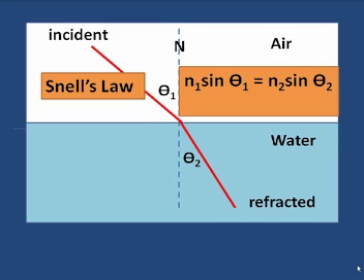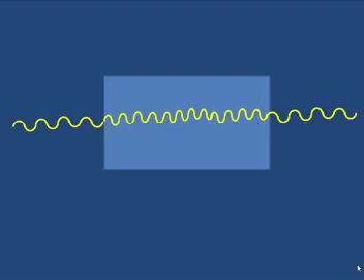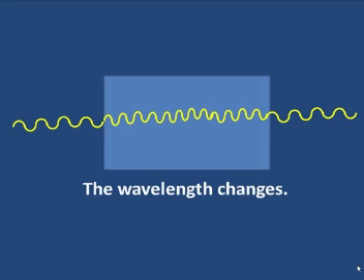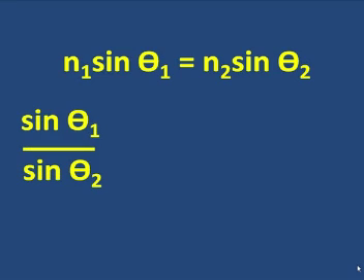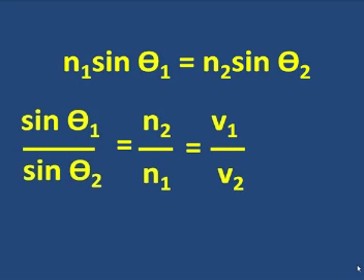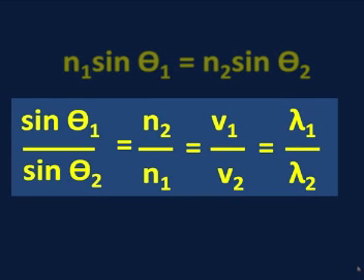Now, when light travels from one medium to another, not only does the velocity change, but the wavelength changes, and the wavelength gets smaller. So in going from a vacuum to another medium, the wavelength changes, but the frequency does not change. Now here's your one-stop, everything you need to know formula. We can write it like this: sine theta 1 over sine theta 2 equals N2 over N1, which equals V1 over V2, which equals lambda 1, the wavelength, over lambda 2. Memorize that, know it well. It's your one-stop, full meal deal for refraction and refractive index.